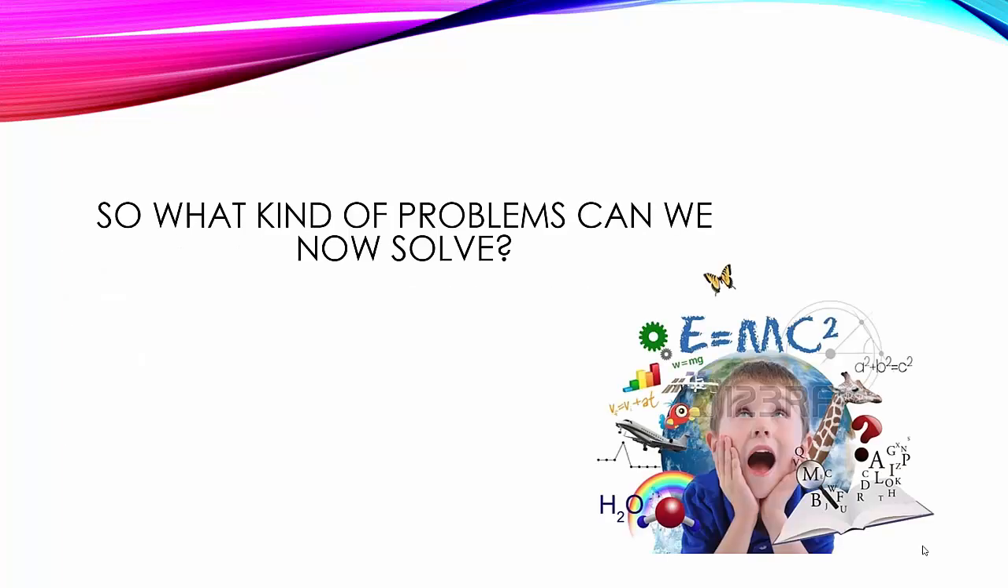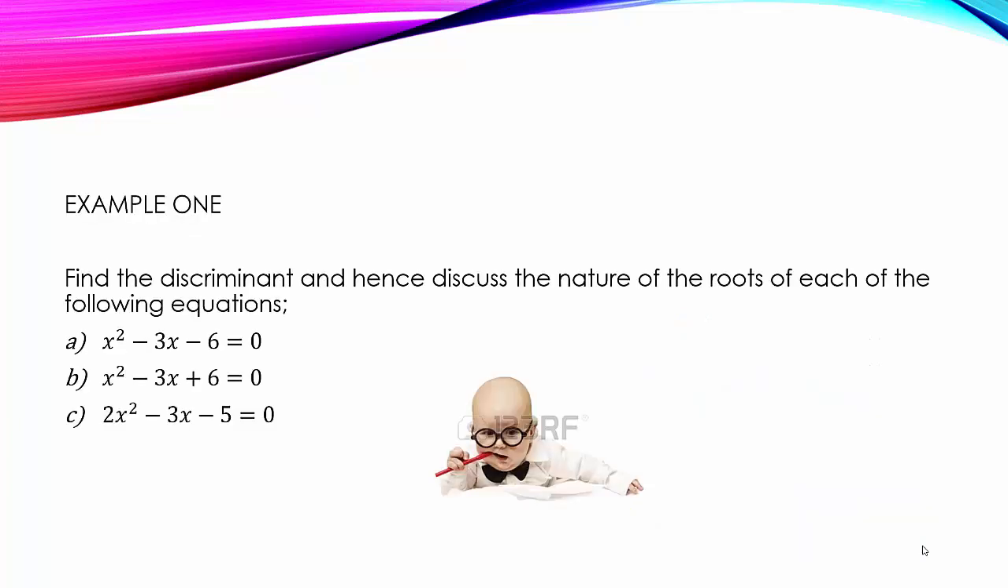So, what kind of problems can we now solve? I'm going to go through a few of them and get you to try them and then put the solutions up. Let's have a look at the first one. Example 1. Find the discriminant and hence discuss the nature of the roots of each of the following equations. So I'm going to give you a minute or so to consider this and do it for yourself.